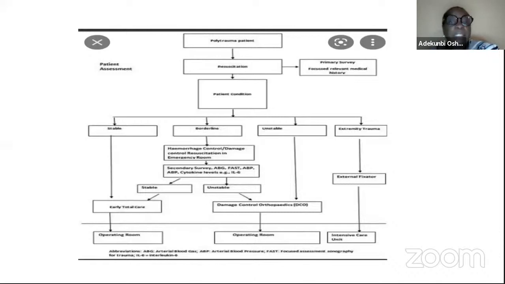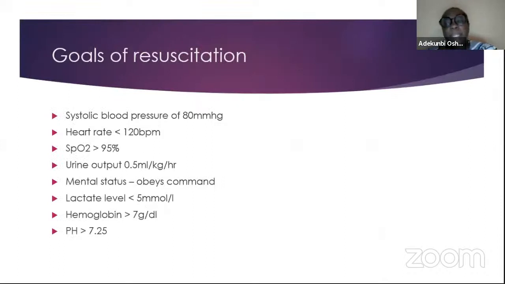Looking at it, whether a damage control surgery may be needed for this patient, moving to the operating room, and sometimes even after the primary survey, may require moving straight to the intensive care unit, until all the physiological factors are stable enough for the patient to have surgery if need be in this kind of patients. Now, in being able to resuscitate this patient, there must be an endpoint and a goal of what you are trying to achieve.